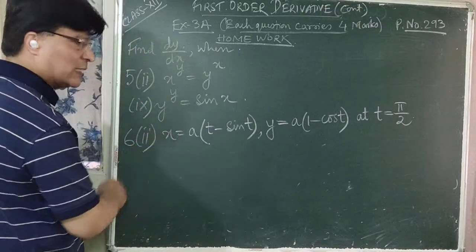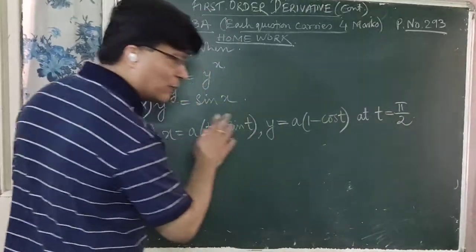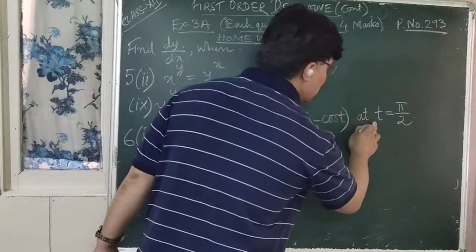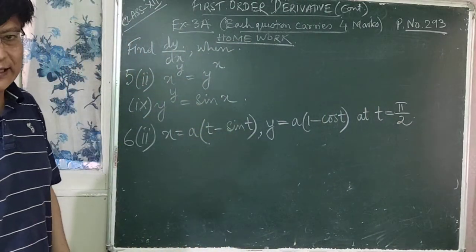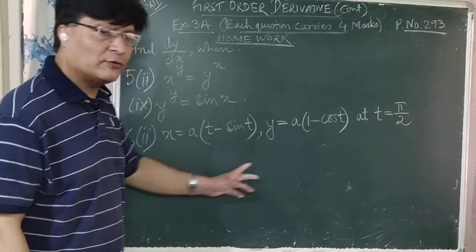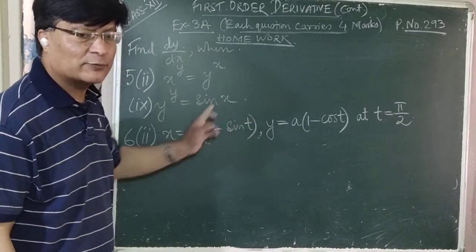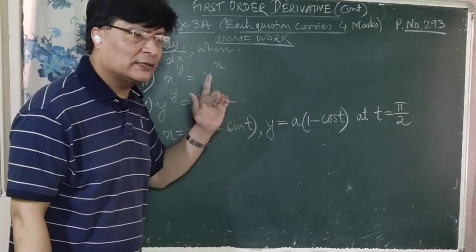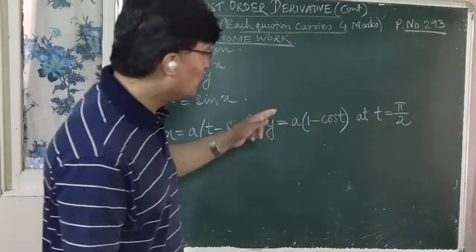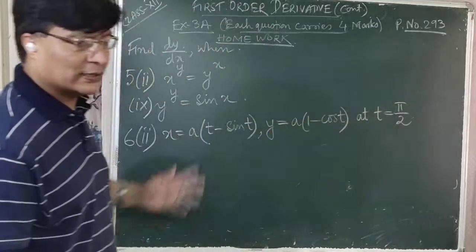First find out dy by dx, then you have to put t is equal to pi by 2 instead of t. So first of all, you have to find out the value for dy by dx from here. And in that value of dy by dx, you will get the term containing t. And you put t is equal to pi by 2, you will get the answer.